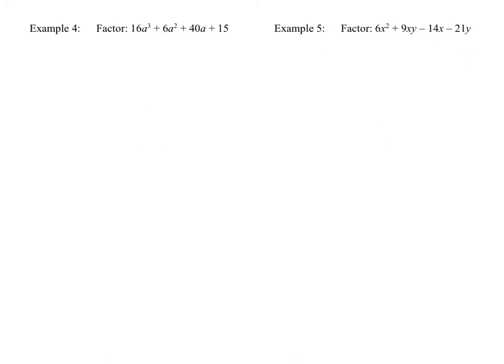So to do factor by grouping, you group the first two together, then you group the last two, and you pull out the GCF. The GCF here of 16a to the third and 16a squared is going to be 2a squared, right? When I pull out the 2a squared, I'm going to be left with 8a plus 3.